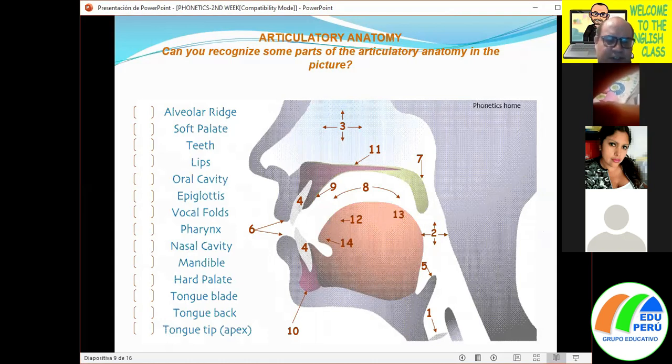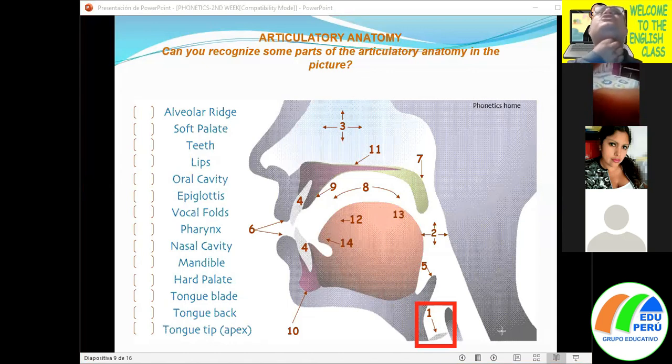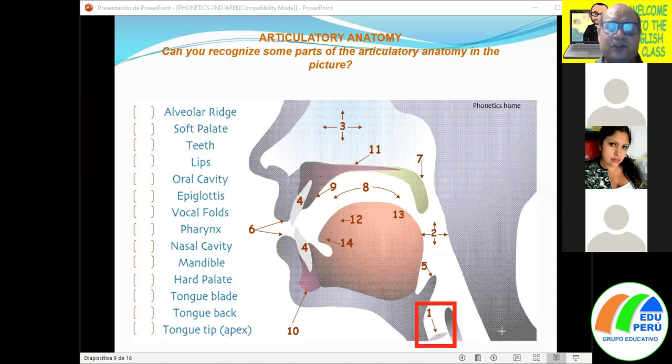Let's start with the first one. Now we are going to do it together. Let's start with number one. Can you tell me what we call this part? This is inside our throat. It's like an open eye, if you look at this picture. And this is very important when we produce sounds, specifically consonant sounds, because we have two types of consonants: consonants with vibration and consonants with no vibration.